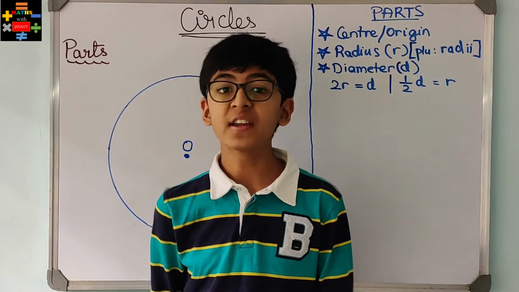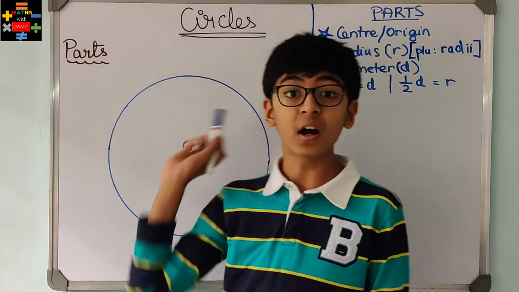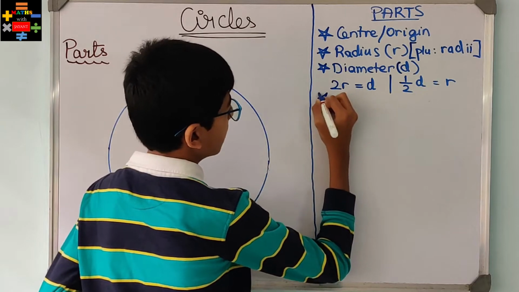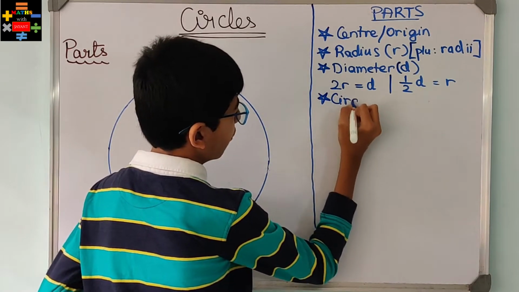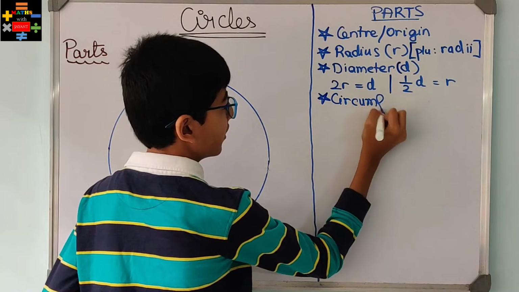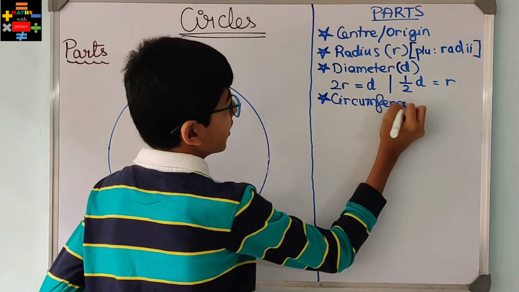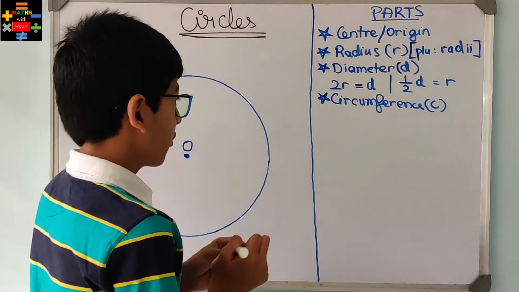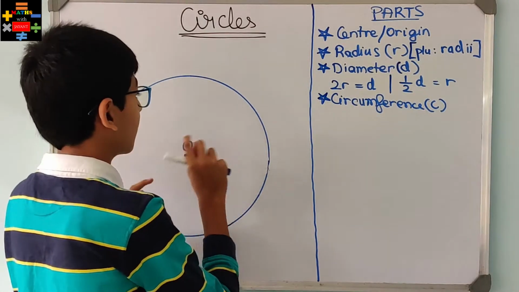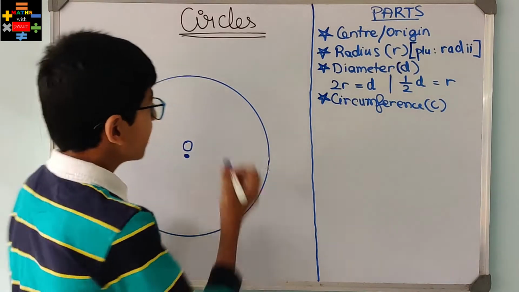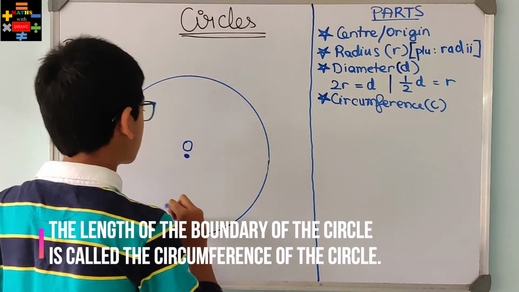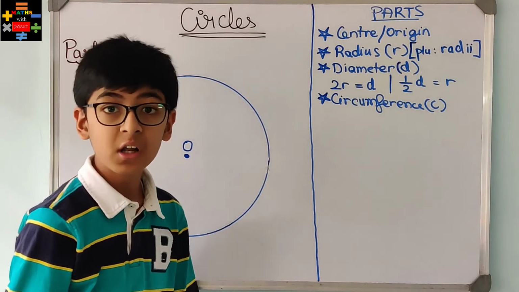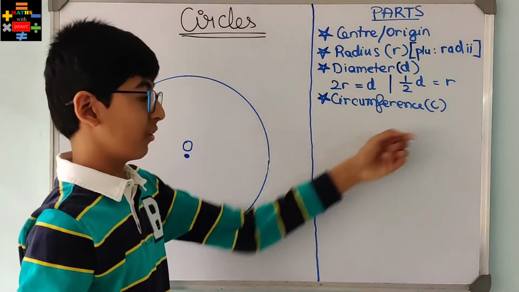Now let us discuss our next part, that is the circumference of the circle. Right now, have you heard of the term circumference? What is this circumference? Any idea? Circumference is represented by capital C. So the term circumference of a circle means the length of the boundary of a circle. The length of the boundary of a circle is called the circumference of the circle.